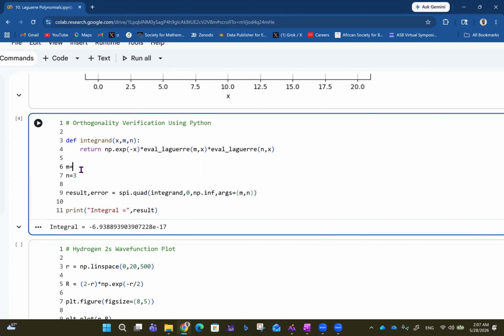But if they are the same, you expect the answer to be 1. So if you run this, the answer is 1. If this is 2, you get something close to 0. Then if you make this 3 also, you get 1. You get 1 like that.